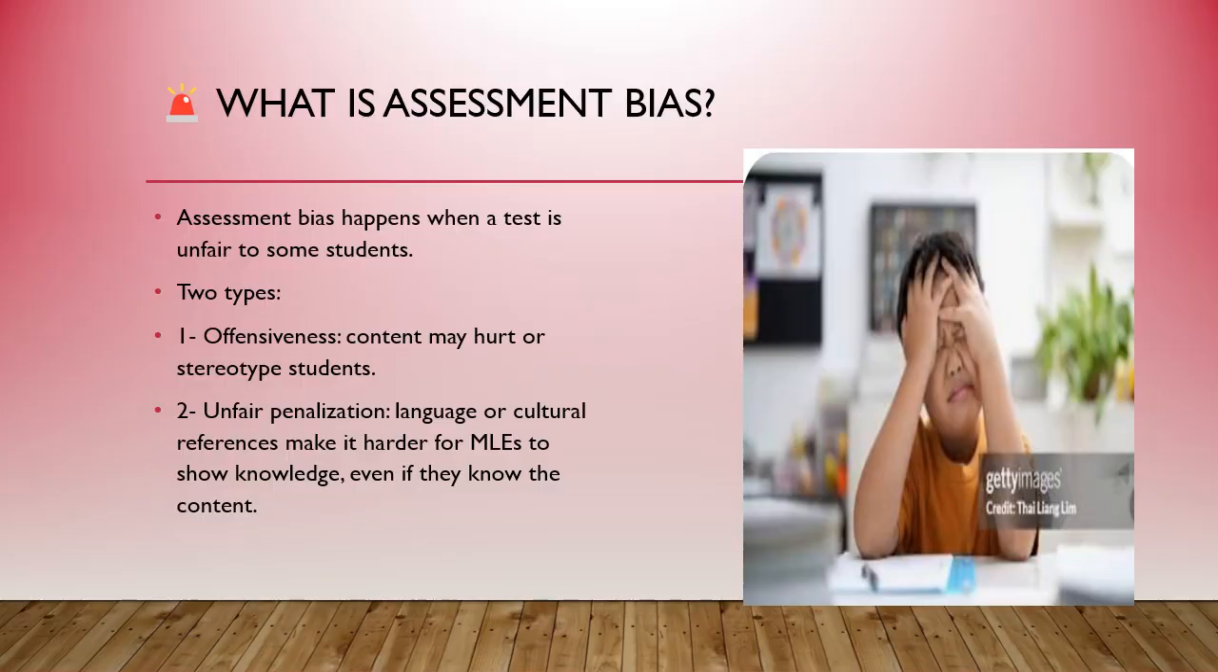What is assessment bias? Assessment bias happens when a test is unfair to some students. Two types: offensiveness, where content may hurt or stereotype students; and unfair penalization, where language or culture references make it harder for MLEs to show knowledge even if they know the content.